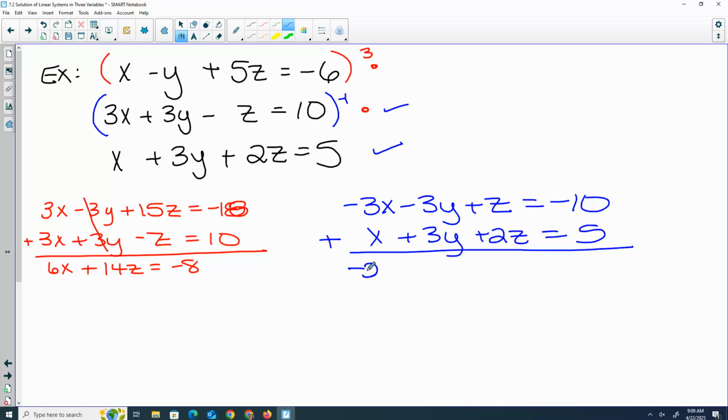Plus 1 is -2. Positive and -3y cancel. 1z plus 2z is 3z. Equals -5. So now I have 2 equations with x and z. We have to put those together to eliminate something. So what do you want to do? Okay, so we could take this one times 3.